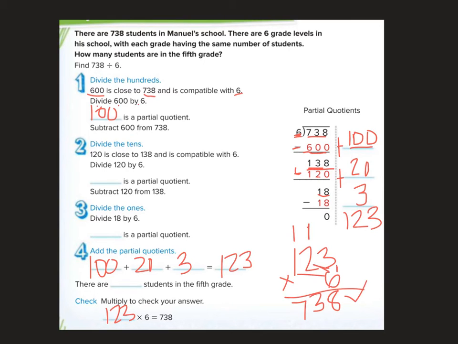738 checks out. Isn't that kind of an interesting way of looking at division? You know, you don't have to always know the exact way using this method. You just kind of say, okay, what do you see? What are some compatible numbers we're working with here, right? And so that wasn't so bad. Let's try another one.